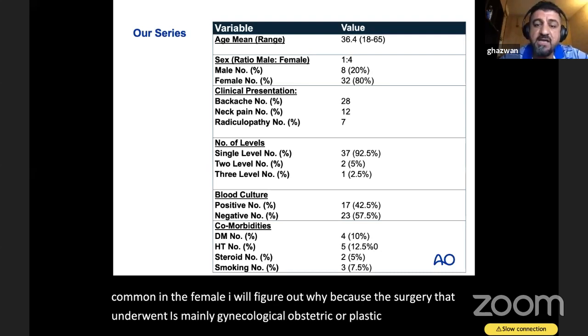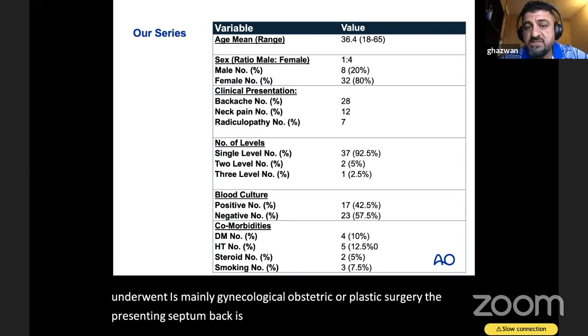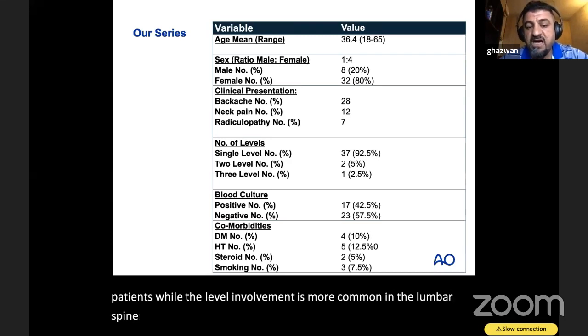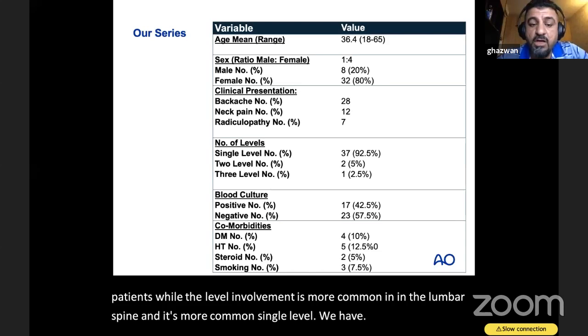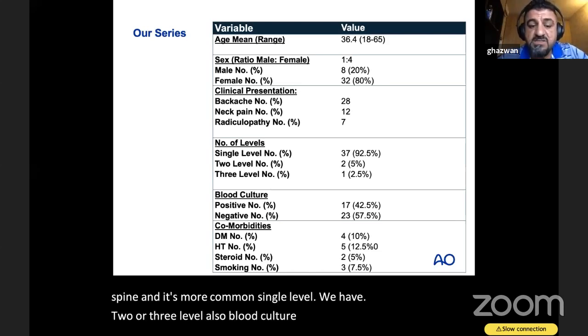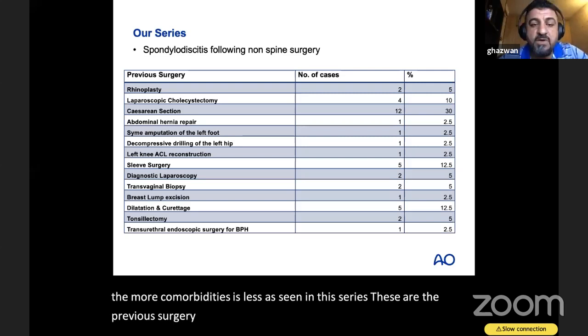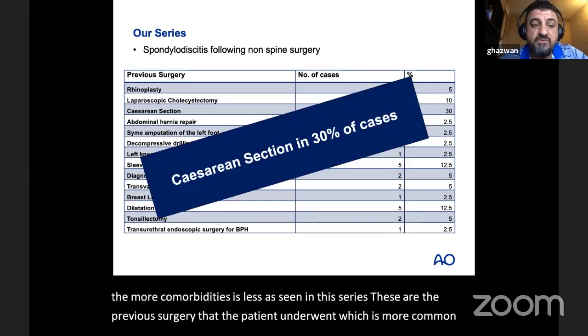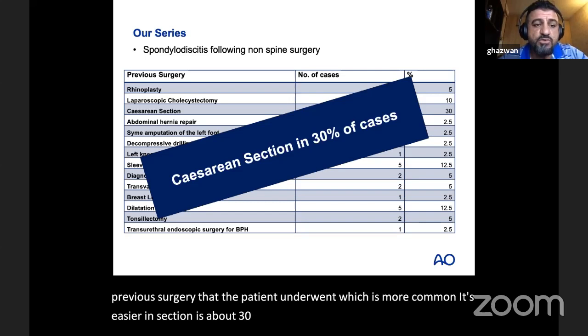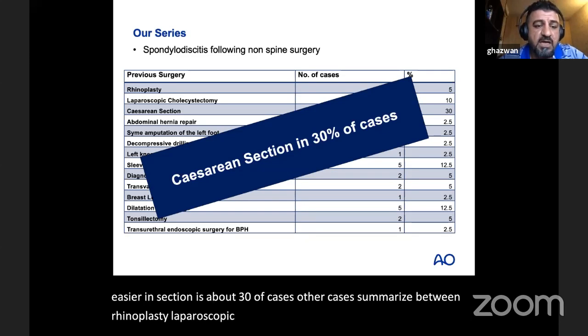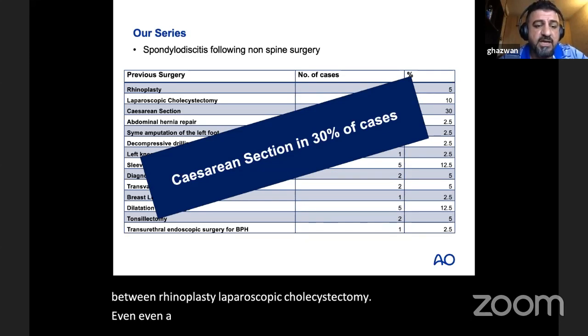The presenting symptom, backache, is the most common in about 28%, 28 patients, while the level involvement is more common in the lumbar spine, and it's more commonly single level. We have 2 or 3 levels also. Blood culture is positive only in 17 cases, while the comorbidities are few, as seen in this series. These are the previous surgeries that the patients underwent. Cesarean section is about 30% of cases. Other cases were rhinoplasty, laparoscopic cholecystectomy, even ACL reconstruction, sleeve surgery, diagnostic curettage, and others.